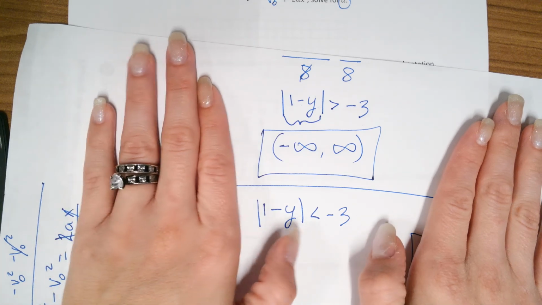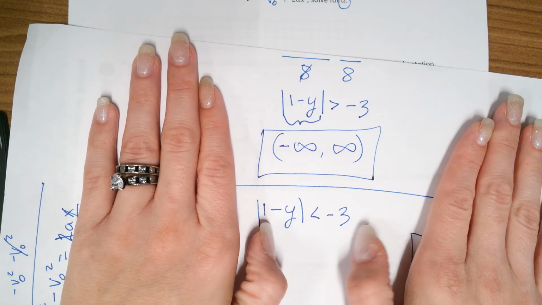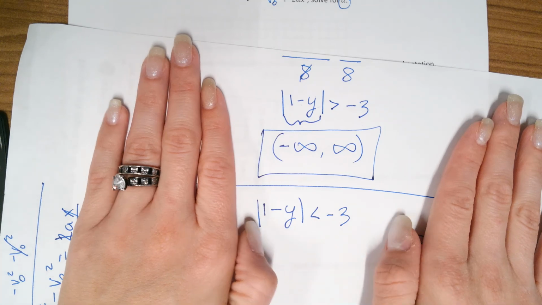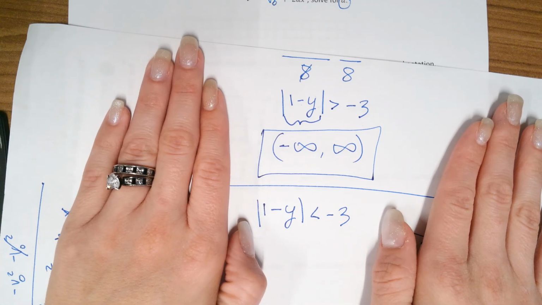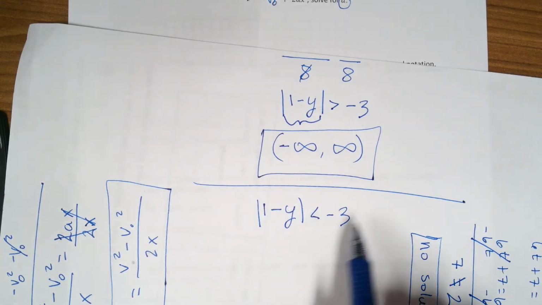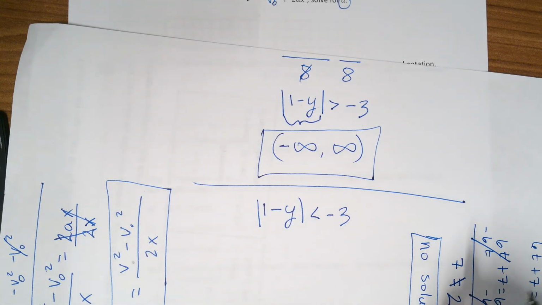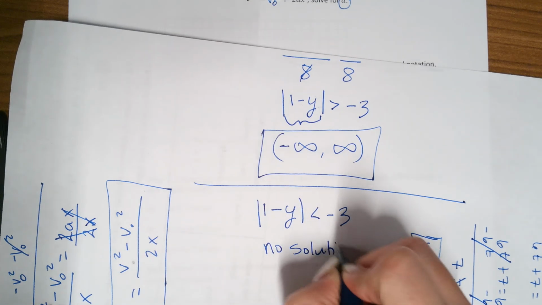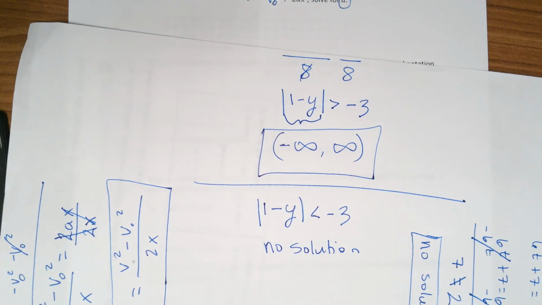So is there a number we could take the absolute value of and get something less than negative 3? And the answer is no, because the numbers that are less than negative 3 are just more negative numbers. So when we take the absolute value, we'll get something positive. So in this instance, there's no number that I would take the absolute value of that would give me back something less than negative 3. So this one would be no solution. So just being able to read what your equation or inequality says.